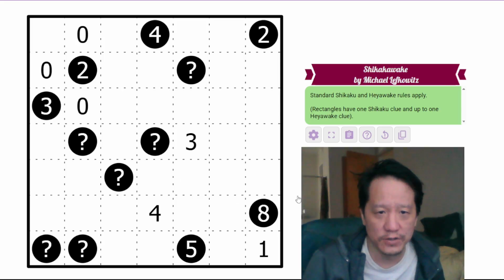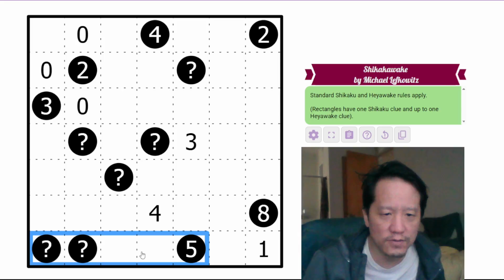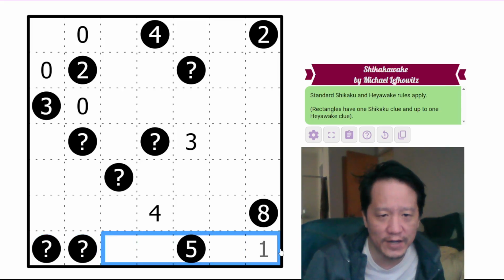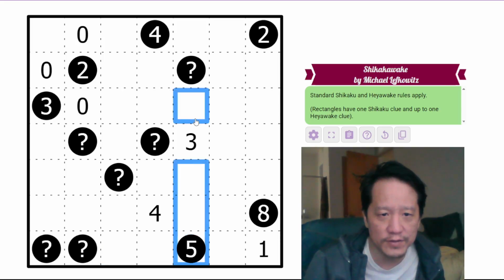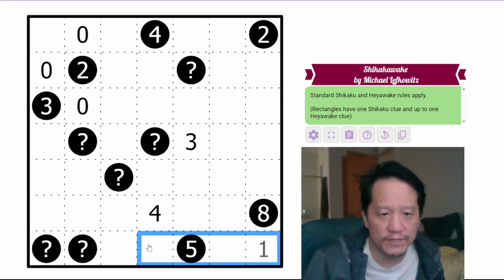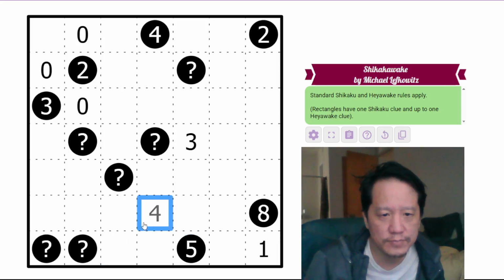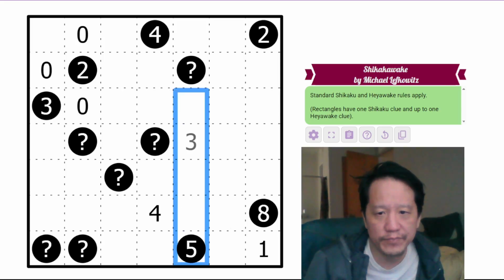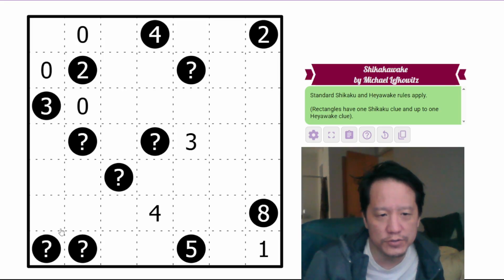Let's go. Okay, so we have a 5-length Shikaku clue, and it cannot be here. This is a rectangle, remember. So it could be either 5 that way or 5 this way. Well, if it's 5 this way, let's draw borders. So this is definitely a border.